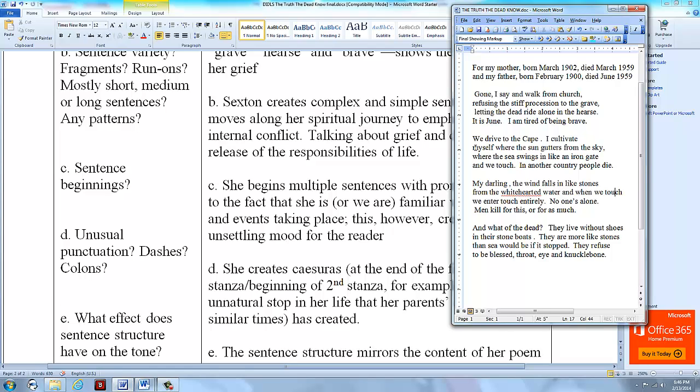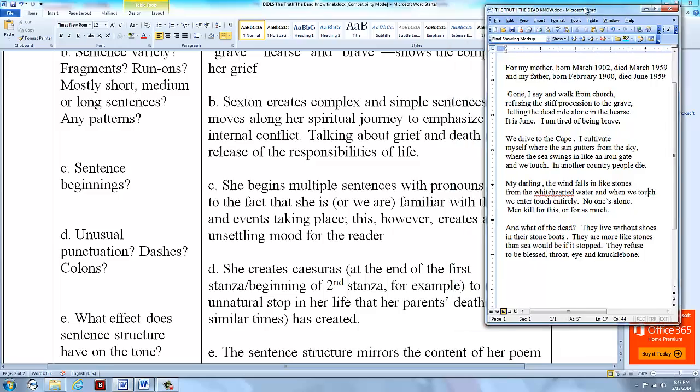And I think that here, the fact that she's saying, "we drive to the Cape, my darling," when she asks us directly, "and what of the dead," the rhetorical question, there's this sense that she is bearing her soul to us as the reader, that we're her confidant, so to speak. Unusual punctuation or dashes.